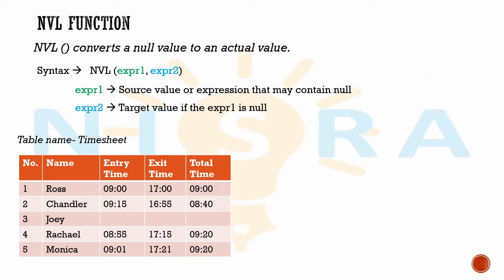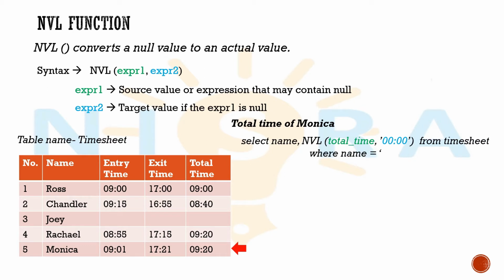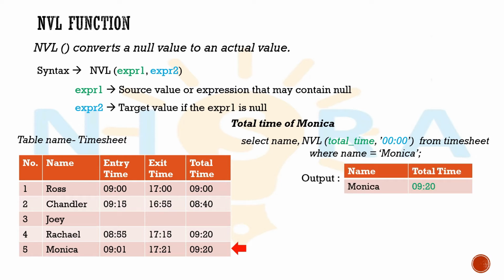To find Monica's time, we can write select name, NVL of total time, 0 hours from the timesheet, where name is Monica. So when you see the table, the total time value for Monica is not null. So the total time of Monica is shown as output.